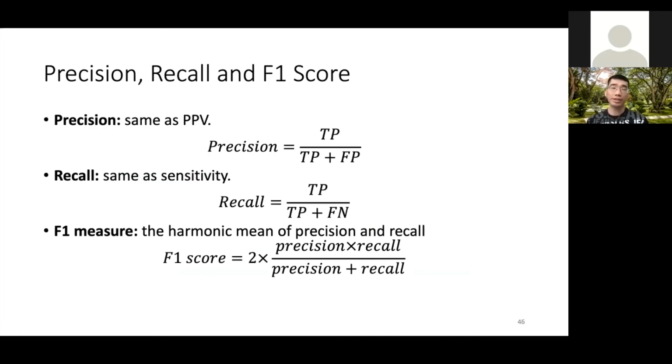And other metrics, which are quite commonly used in machine learning, are precision, recall, and F1 score. So precision is the same as PPV and computed using the same equation. And on the other hand, recall is the same as sensitivity and computed using the same equation as well. And lastly, F1 measure is a function of precision and recall. And it is needed when we want to seek a balance between precision and recall.